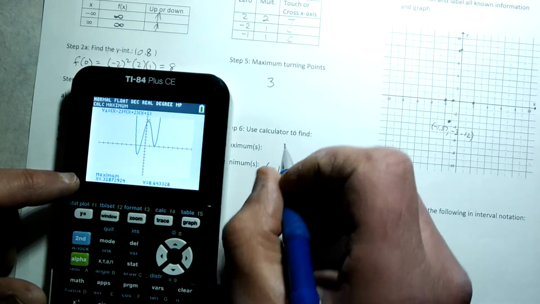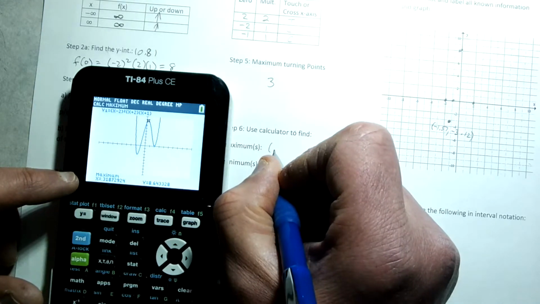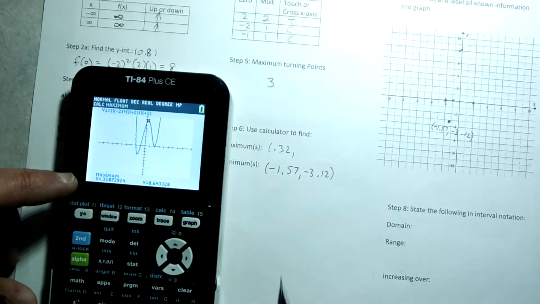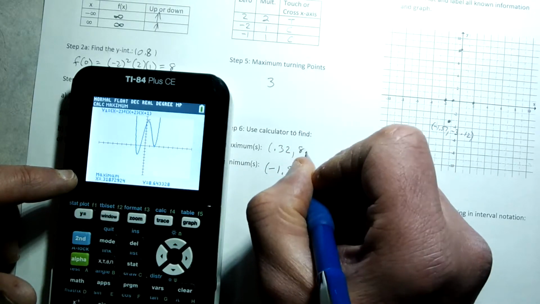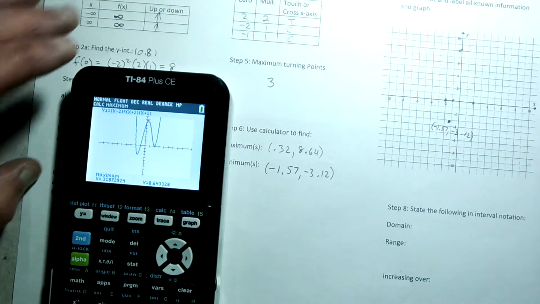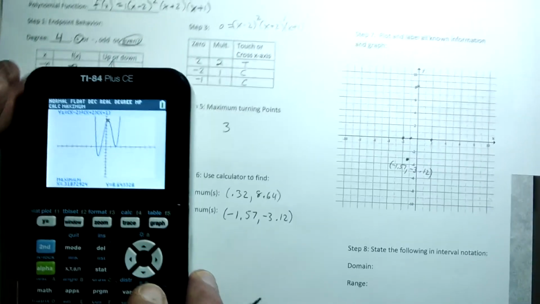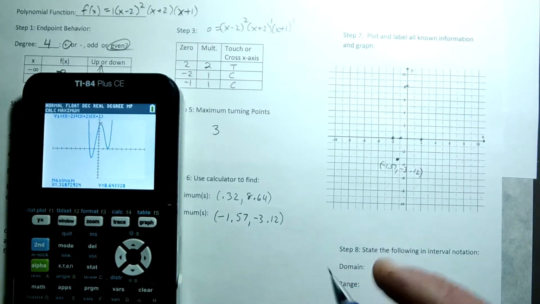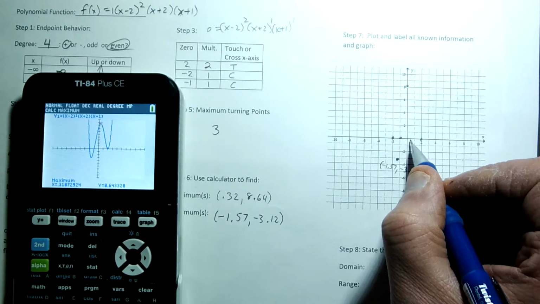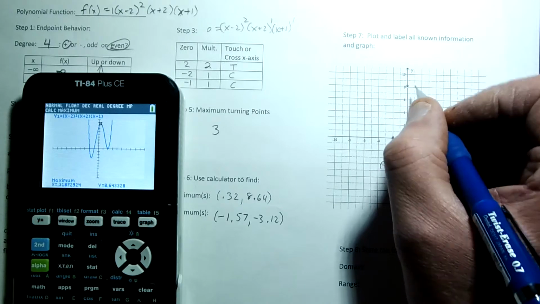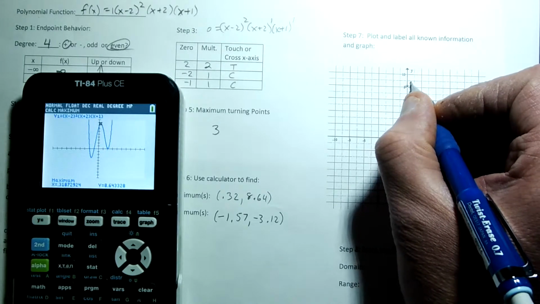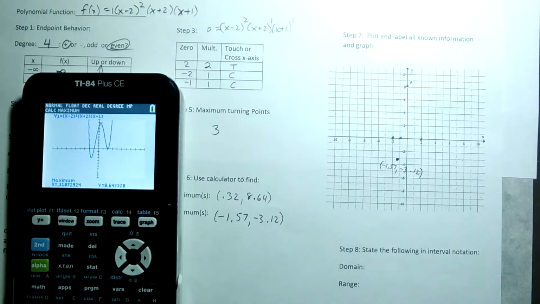It says it is 0.32, I would say, rounded off to the second place, and 8.64 rounded off to the second place. And then I'm going to go ahead and plot that on my graph. So I have here 0.32, a third of the way approximately over to 1, and then up at 8.64. And this is just a little bit higher than the y-intercept.